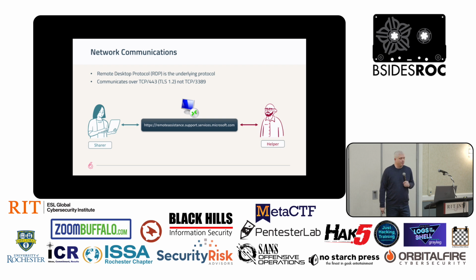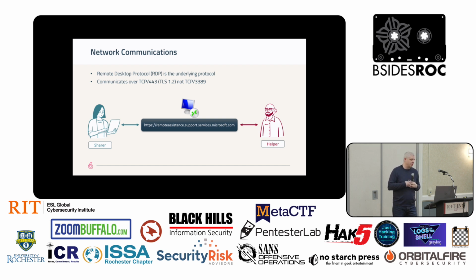Network communications. So, QuickAssist uses RDP as its underlying protocol. If you recall, Remote Assistance was basically RDP with some stuff tacked onto it. That's kind of how QuickAssist is. It is using RDP as the underlying protocol. However, it communicates over port 443 using TLS 1.2 and does not use 3389. Additionally, the sharer and helper never directly connect to each other. Everything is going through Microsoft servers.